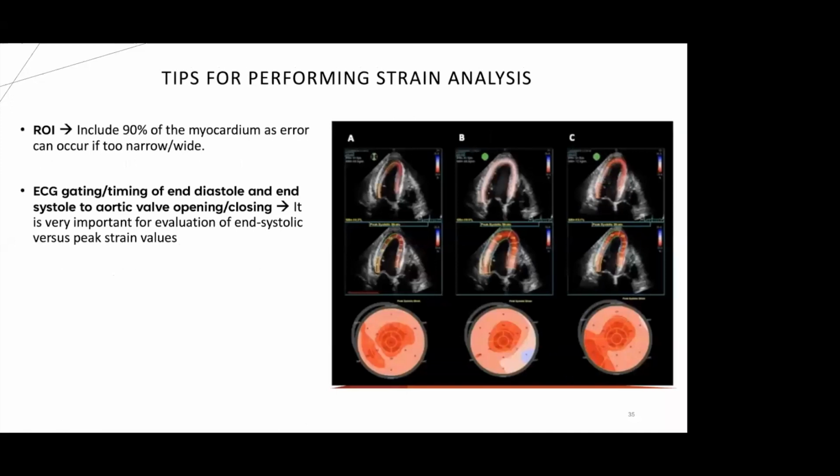ROI, region of interest. We want to include 90% of our myocardium. So on the right-hand side, panel A is we've selected too narrow of a myocardium. Panel B is too much of the myocardium, and panel C is just right. And we can see how doing this incorrectly will manifest in different ways on our bullseye plot and can mislead us when trying to determine the diagnosis for this patient. And then, as our colleague mentioned, we also want to make sure that our ECG is gated appropriately at the time of end diastole and with the aortic valve opening and closing cycles as well.